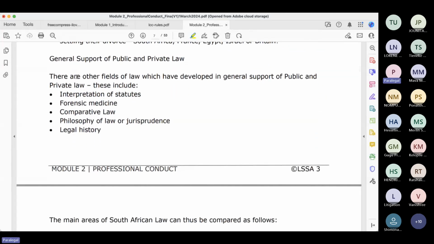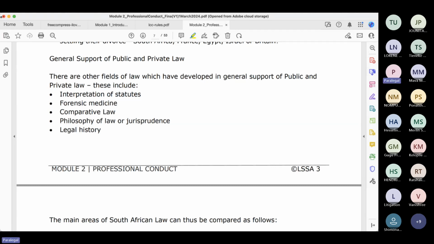Well, we've talked about general support of public and private law. The general support at times does not seem to be law, but that support influences law. We have discussed something in the morning, like they say to you, you need to submit an assignment. So if you're going to submit an assignment, what do they really mean?